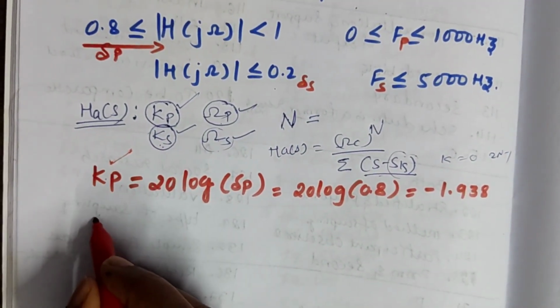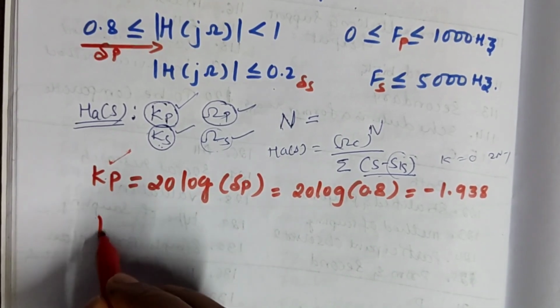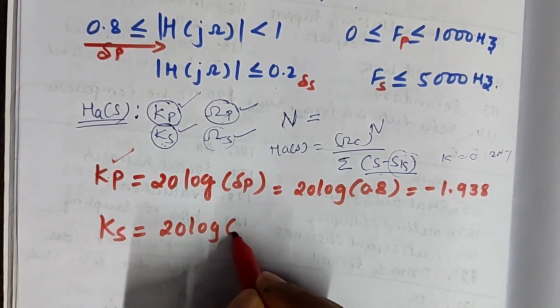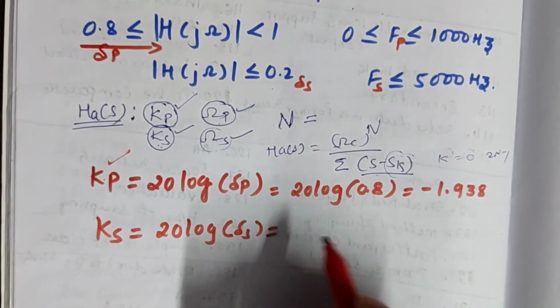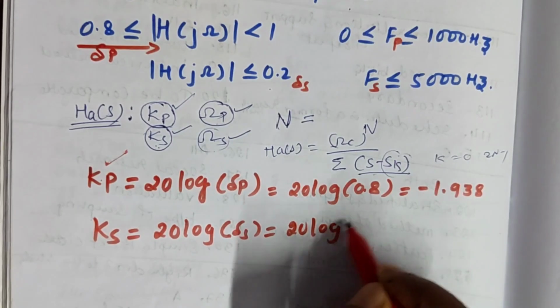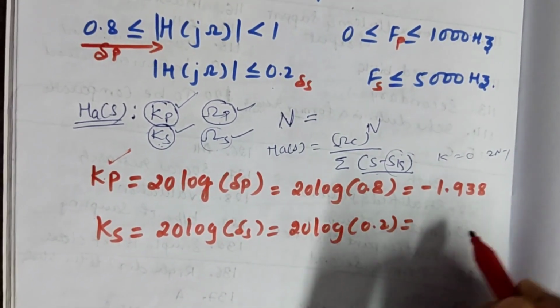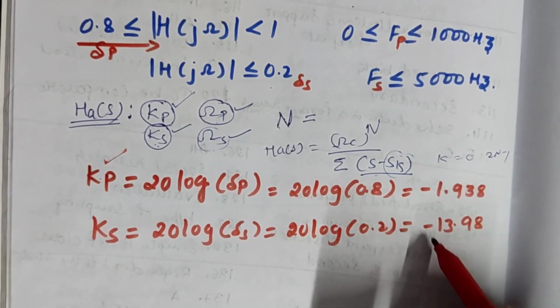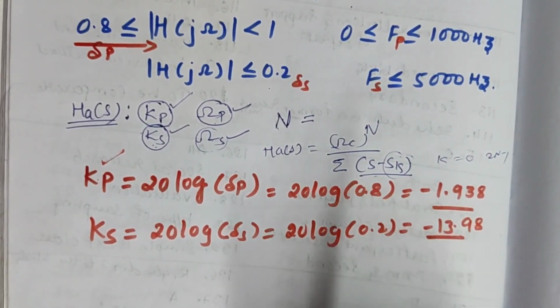And similarly, we want Ks also. Ks is equal to the same 20 log of our delta S, which can be substituted as 20 log of 0.2, which gives us minus 13.98. Okay, these two are Kp and Ks.